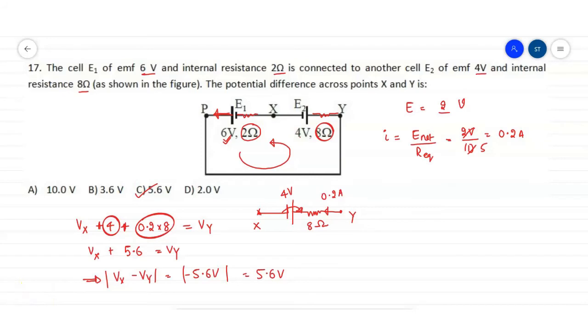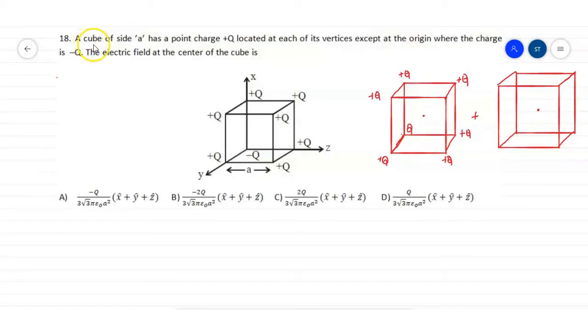Thank you. Hello everyone. The question given is, a cube of side a has a point charge plus q located at each of its vertices except at the origin where the charge is minus q. The electric field at the center of the cube is. So here at 7 vertices we have plus q charge, and at the origin we have minus q charge. So here I am going to use the superposition principle.